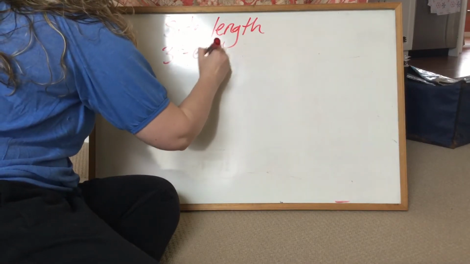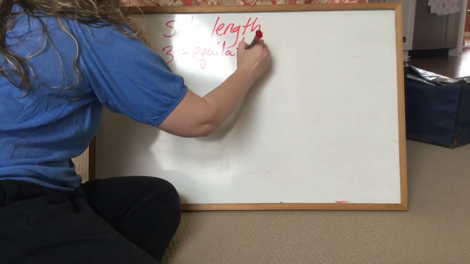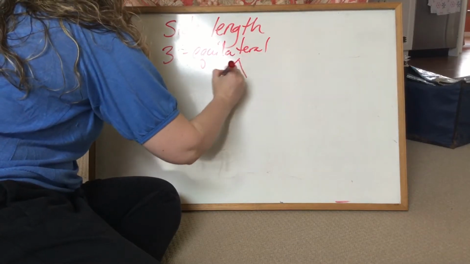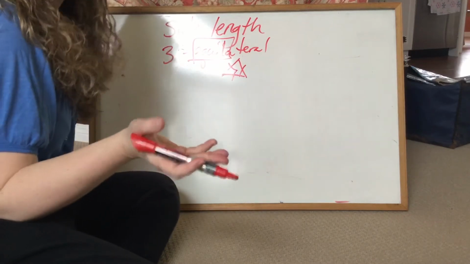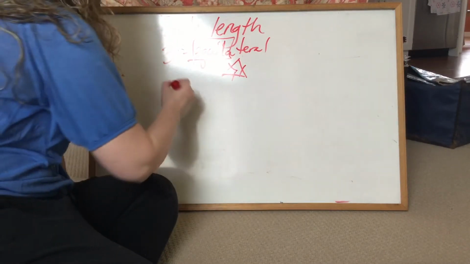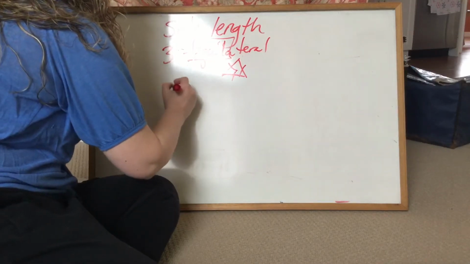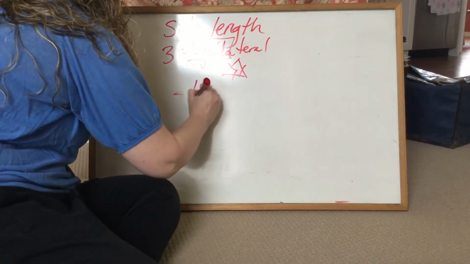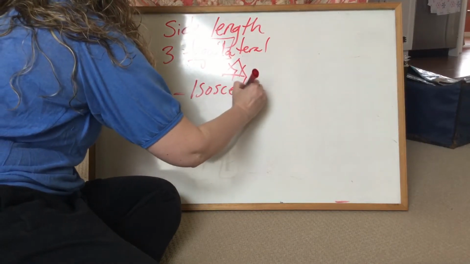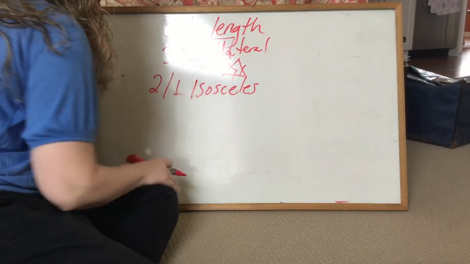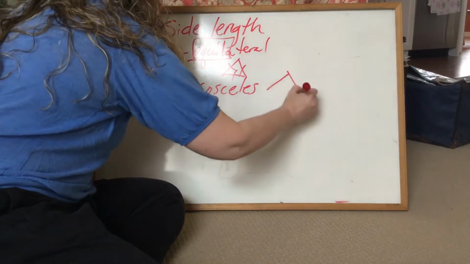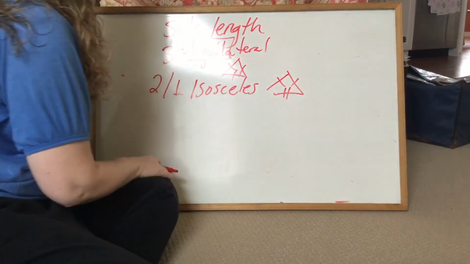The first is equilateral, and that's when all three sides are the same. That's easy to remember because it literally says equal in the word. The second way is an isosceles triangle, and that's when there are two sides the same and one that is different. So you'll have something that looks like that.